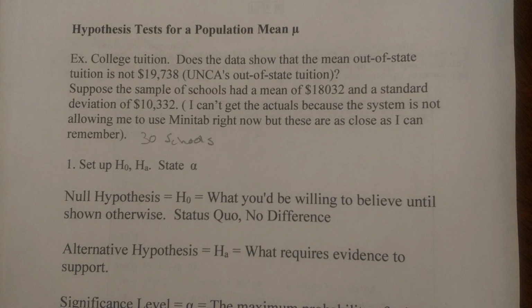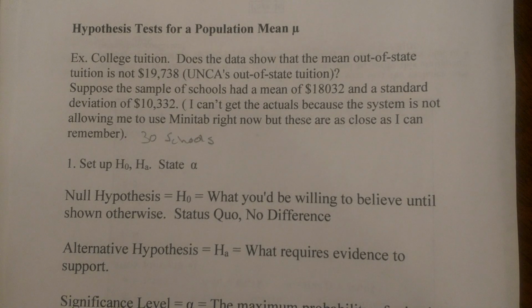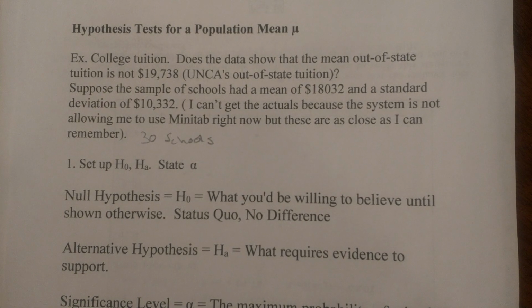So what is the null hypothesis? The null hypothesis is what you'd be willing to believe until you're shown otherwise. Sometimes it's called the status quo, or that there's no difference from what was previously thought. The alternative is what requires evidence to support. In many cases, that alternative is the research hypothesis. It's like you're a researcher trying to show something new that the world doesn't know yet, and that thing you're trying to show would be your alternative hypothesis.